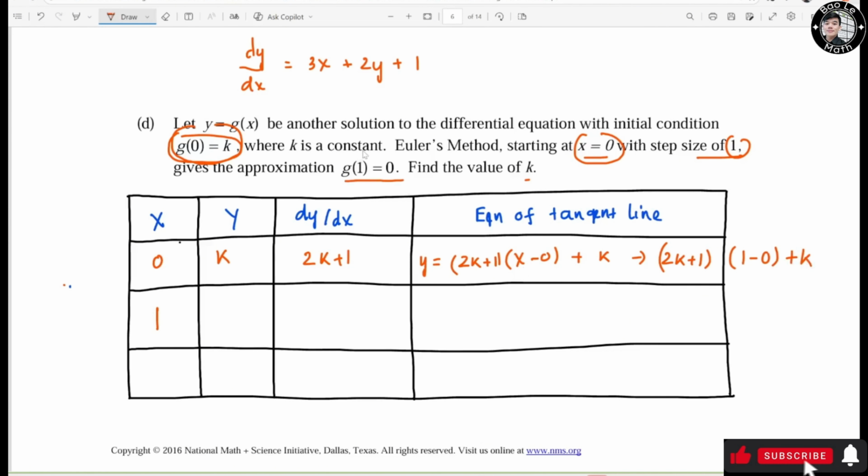And this value is actually 0 right here, so we just solve the equation. We have 2k plus 1 plus k equals 0. So 2k plus k is 3k equals -1, so k equals -1 over 3. This one is the final answer.